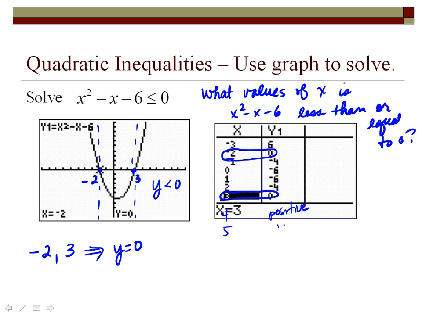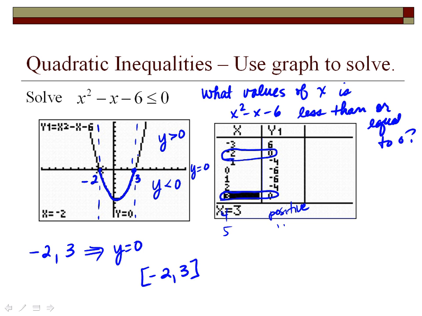Well, y is less than 0 when the points are plotted below the x-axis, right, in quadrants 3 and 4. Y is equal to 0 on the x-axis. Y is greater than 0 above the x-axis. So the only portion of the graph that's below the x-axis is between the negative 2 and 3. So my solution to the inequality would be the interval from negative 2 to 3, because those are the values of x for which the points on the graph are below the x-axis.